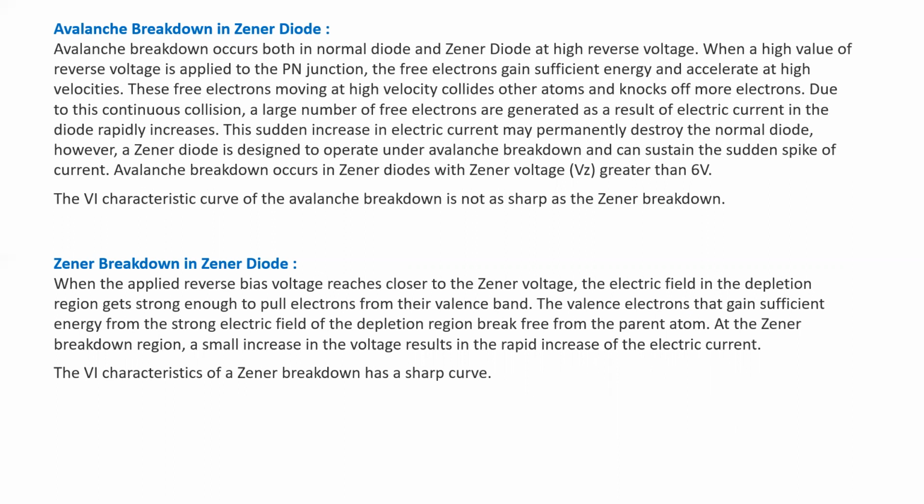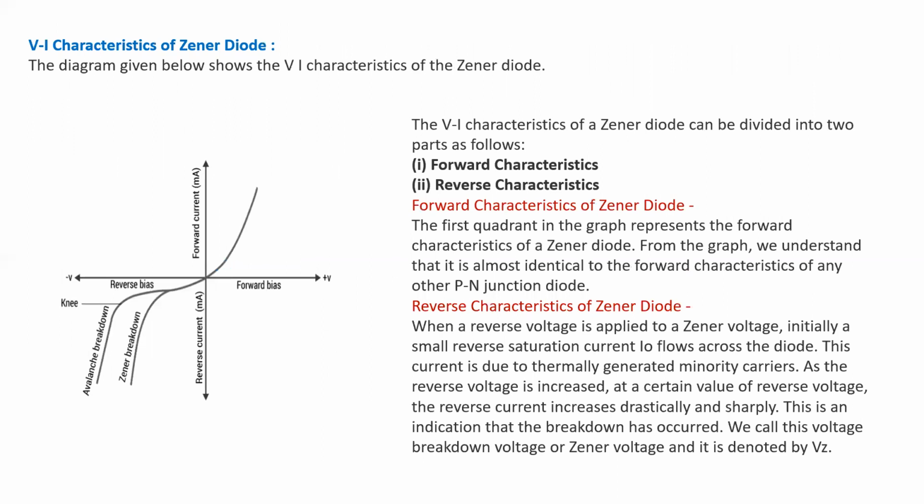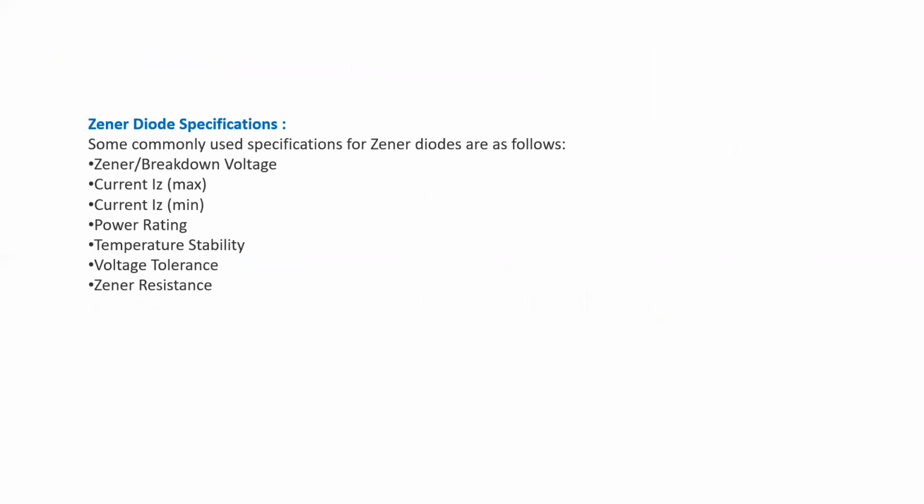At the Zener breakdown region, a very small increase in voltage results in a rapid increase in the electric current. If you observe the VI characteristics of the Zener diode, they are sharp in nature. I will show you the characteristics again. Let us see this graph. This is the VI characteristics, so you will learn the meaning of avalanche breakdown and Zener breakdown.